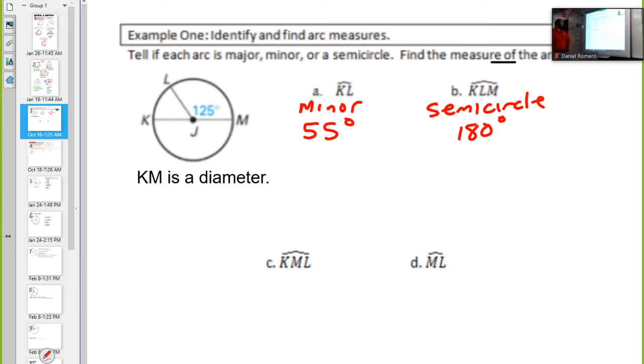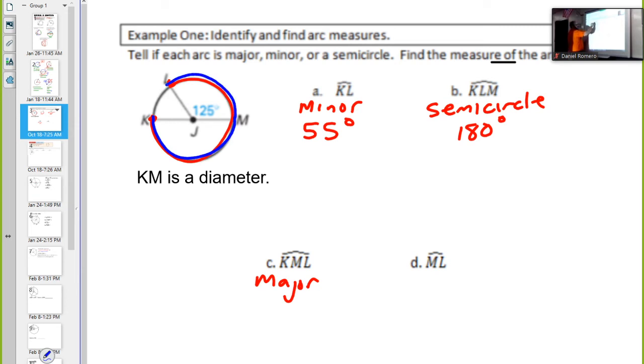Okay, how about KML? So starting at K, ending at L, but going through M. Is that major, minor, or semicircle? That either has to be major or semi. In this case, it's more than 180 degrees, it is major. How would I find out how many degrees? Very good, because when I go around that path from K to M, I know that's half a circle. They don't have to label it. I know that's 180 degrees.